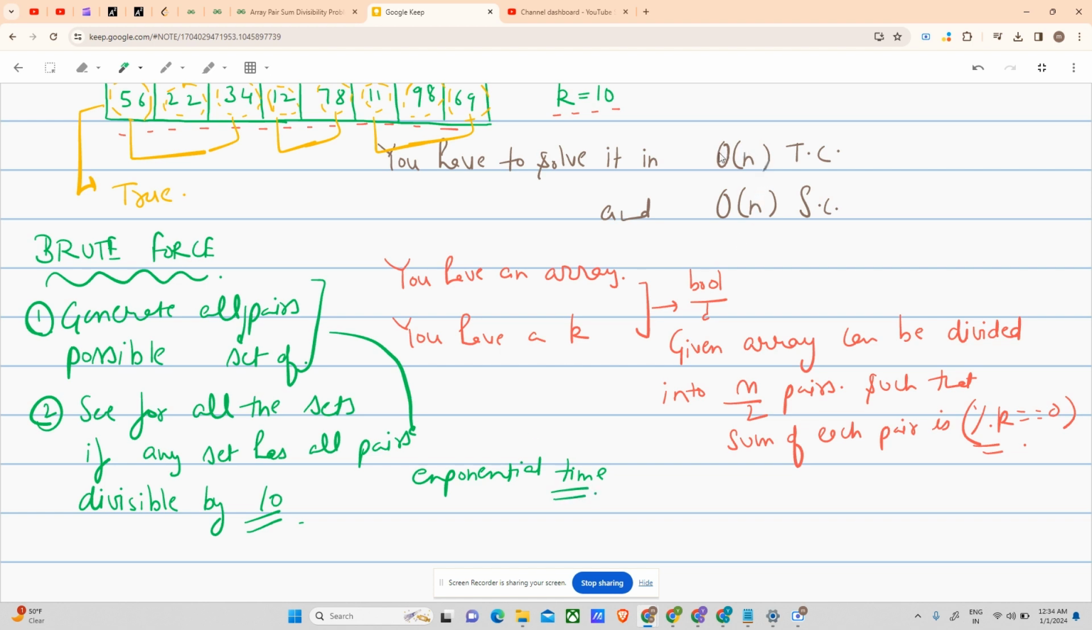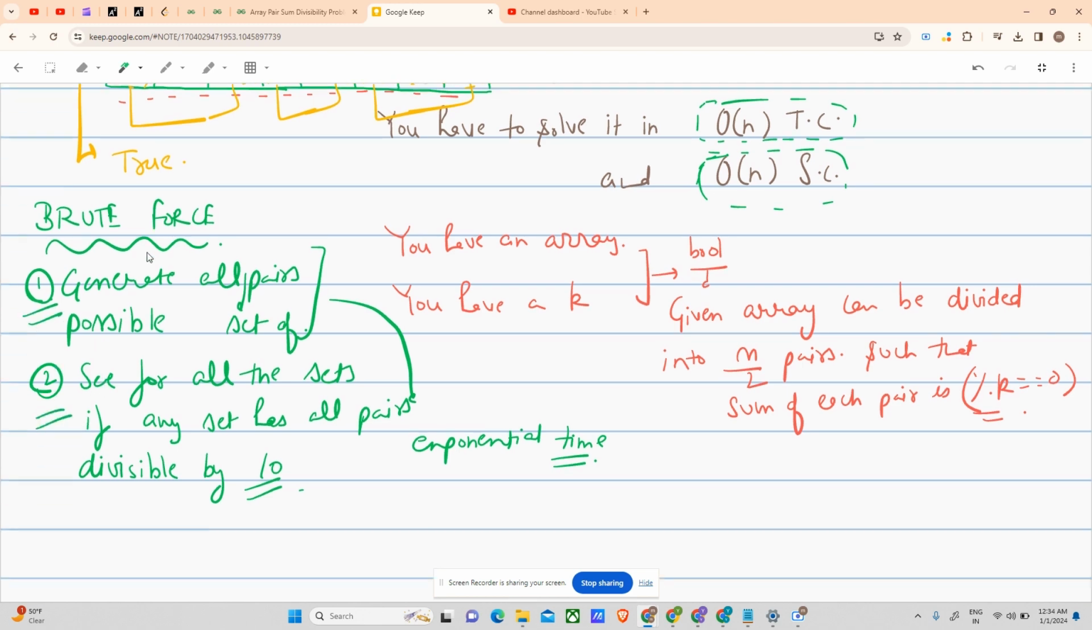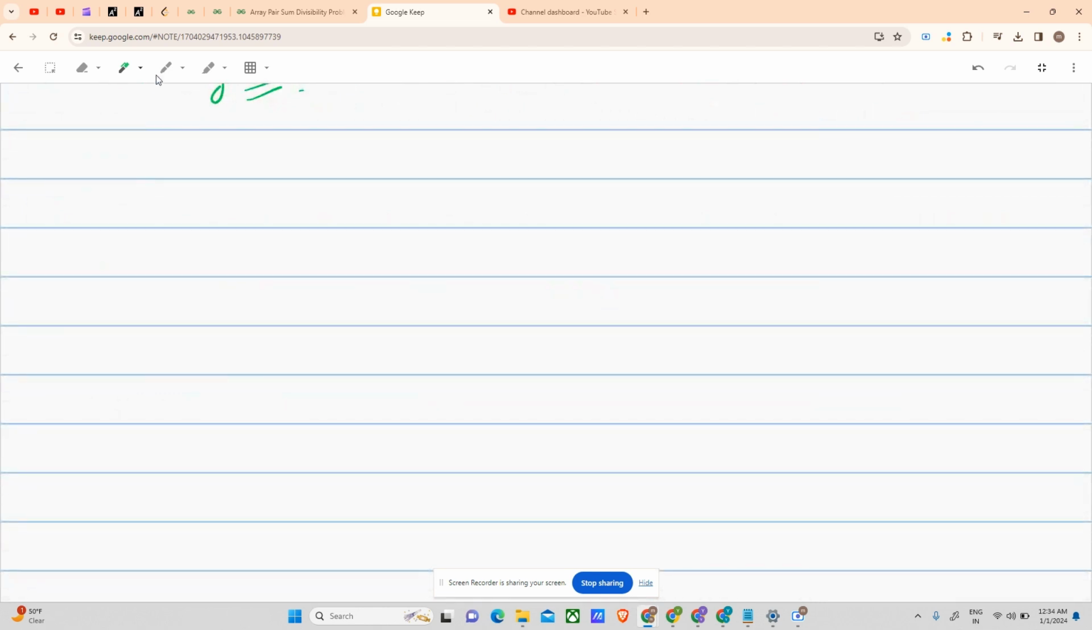But the question says that we have to solve it in O of n time complexity using O of n extra space. So how would we do that? Okay, I guess the brute force approach is clear to you. It's not worthy to code it down. Okay, so I'm moving to the efficient approach straight away.